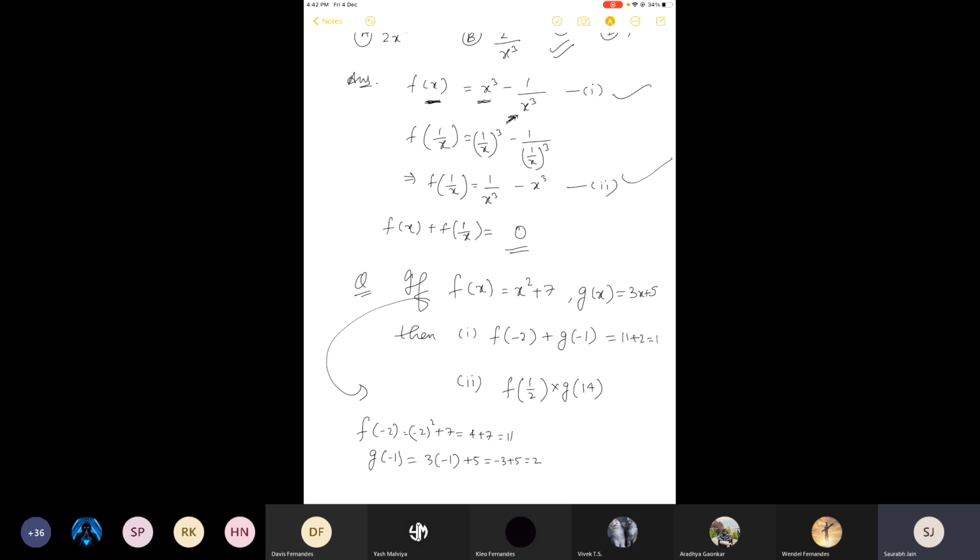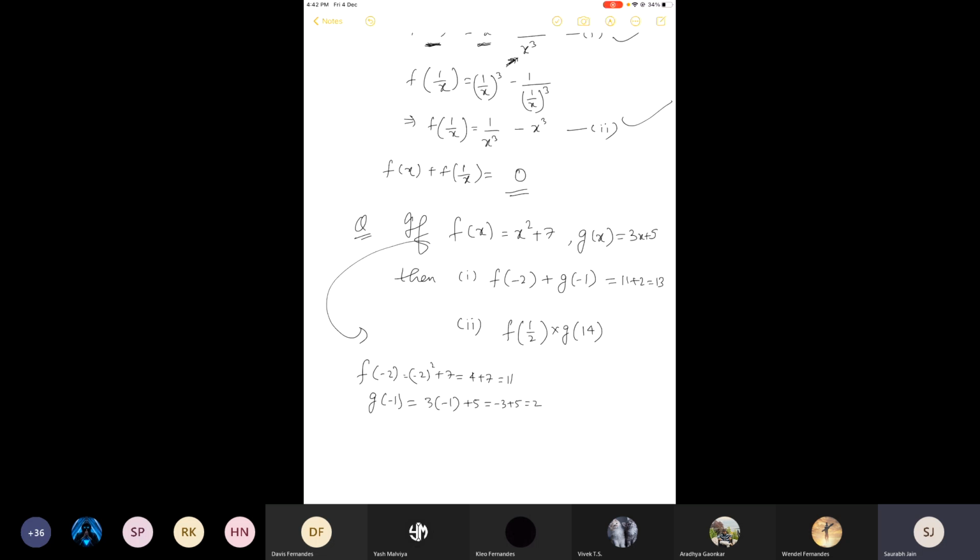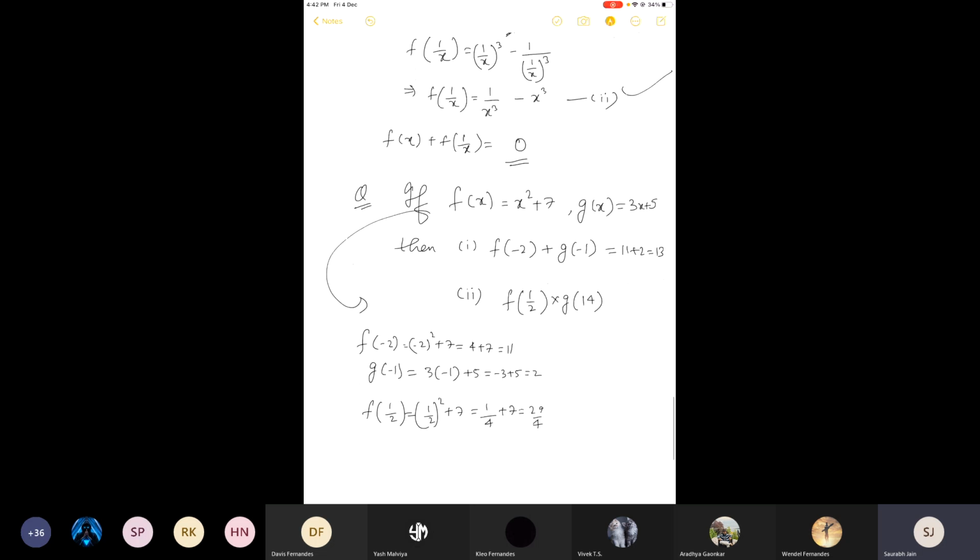Similarly, you can find the next question. f of half means 1 by 2 whole square plus 7. So that will be 29 by 4. And g of 14 is 3 into 14 plus 5. So this will come out to be how much? 47. Finally, write these values, and now you can simplify it to get the answer. Okay. Leave it like this. So these questions are very simple.